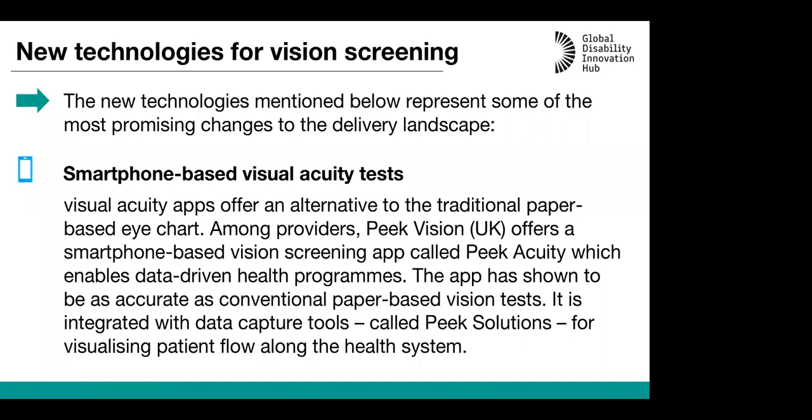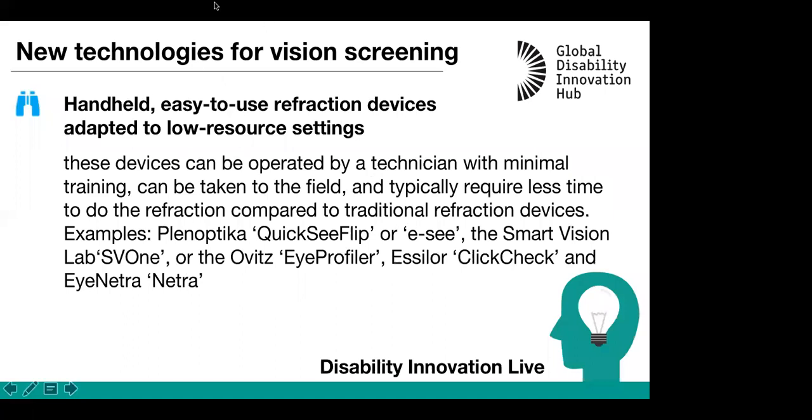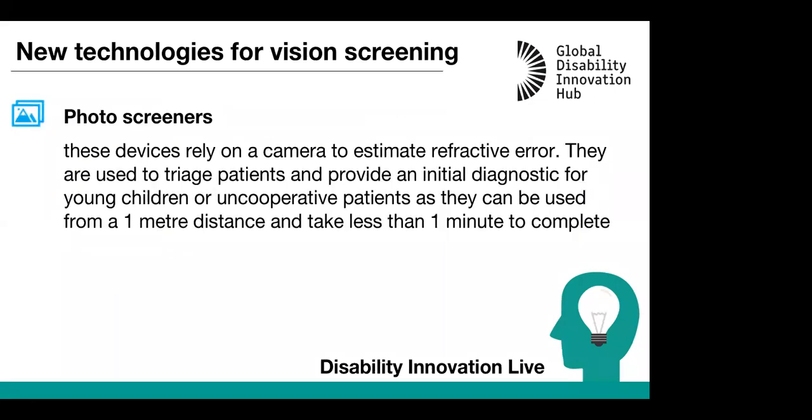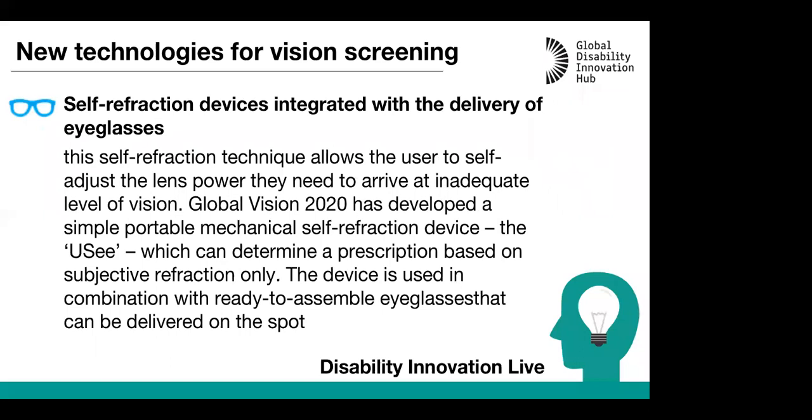The report also highlights a few new technologies that could be interesting to look at for better or cheaper service delivery. One is smartphone-based visual acuity tests. You can read a lot more about it in the narrative, but it's an interesting way of using smartphones for easy access. One is handheld, easy-to-use refraction devices. The important thing about this is it's a device that requires minimal training for staff, so it's easier to access without the heavy resource requirement of trained staff. Then photo screeners using cameras to estimate the refractive error. Next slide, please. And self-refraction devices integrated into the delivery of eyeglasses.